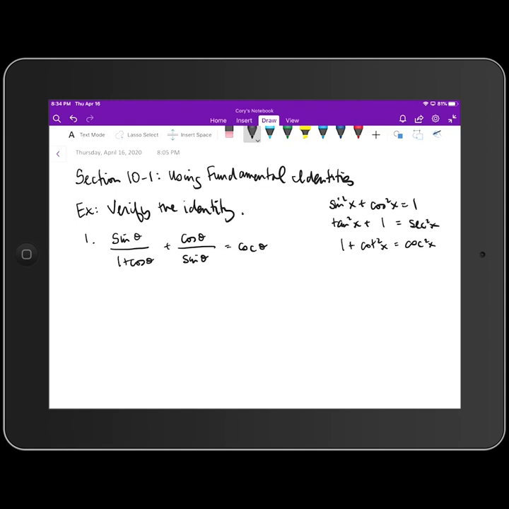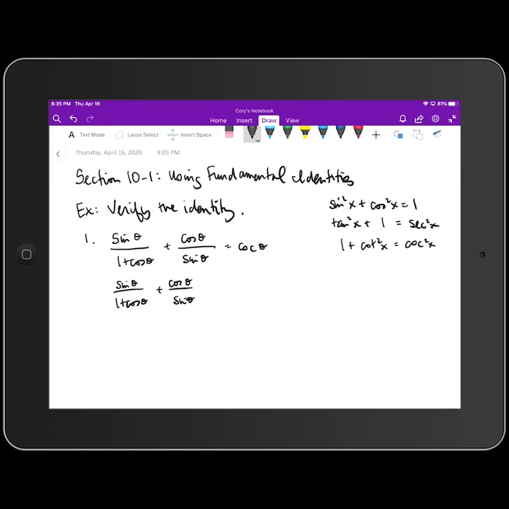So the directions ask us to verify the identity, and we have the sine of theta over 1 plus the cosine of theta plus the cosine of theta over the sine of theta is equal to the cosecant of angle theta. So you guys remember back in the previous chapter when I taught you how to verify identities, I said that we wanted to start with the more complicated side of the equation, which in this case is the left-hand side, and we want to use algebra and identities to take that left-hand side of the equation and make it look like the right-hand side.